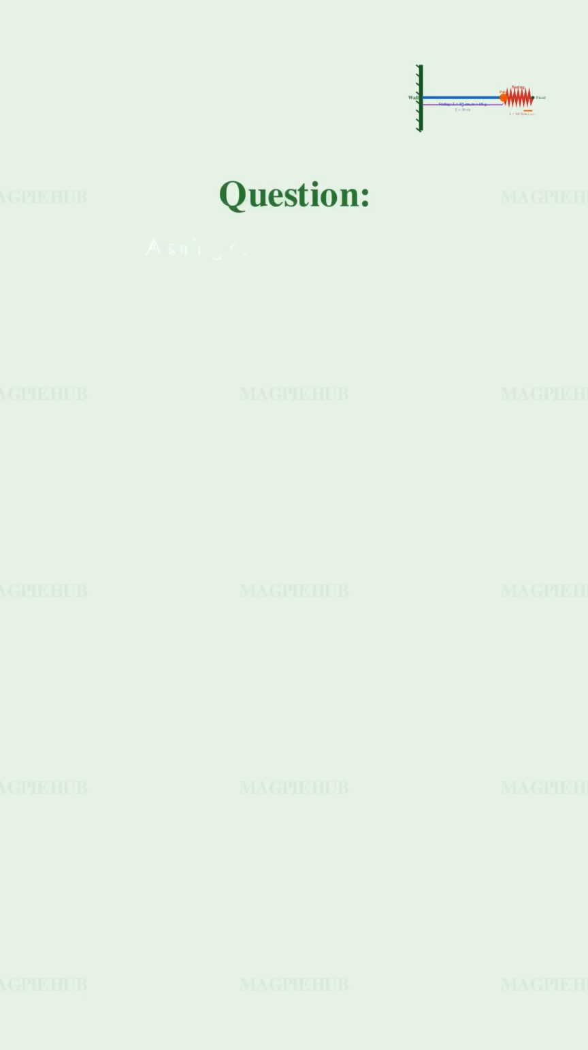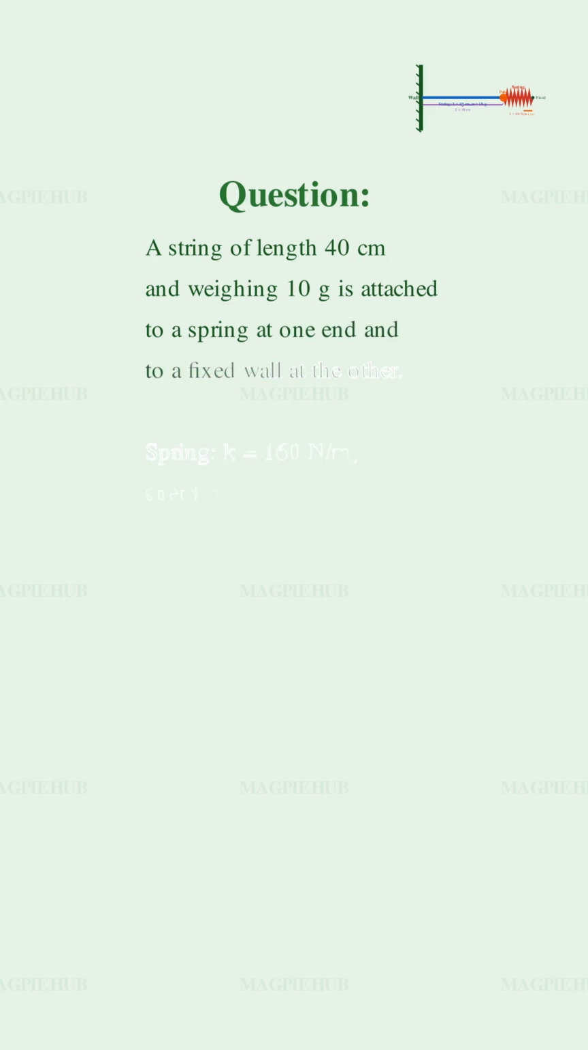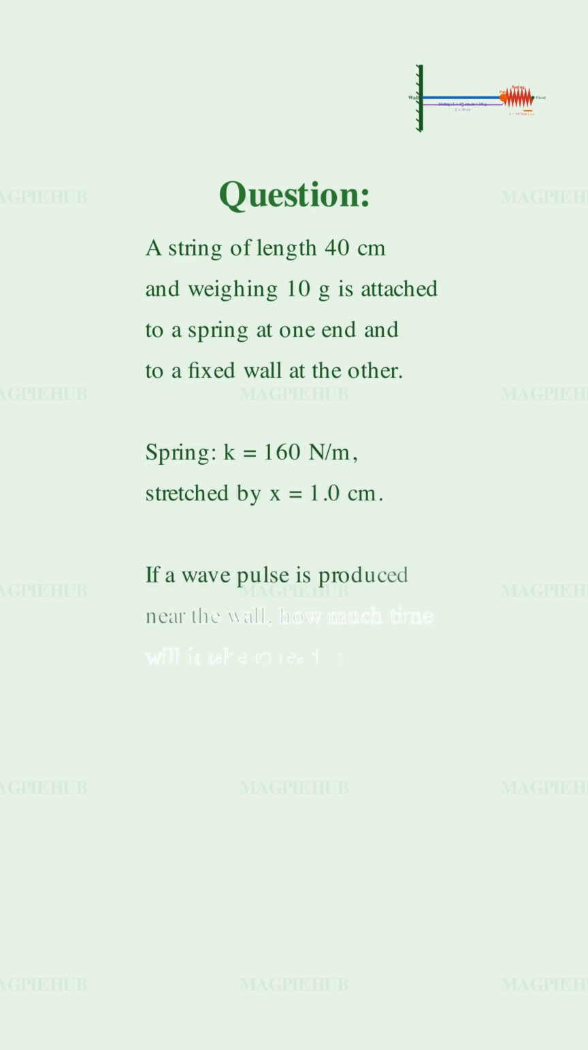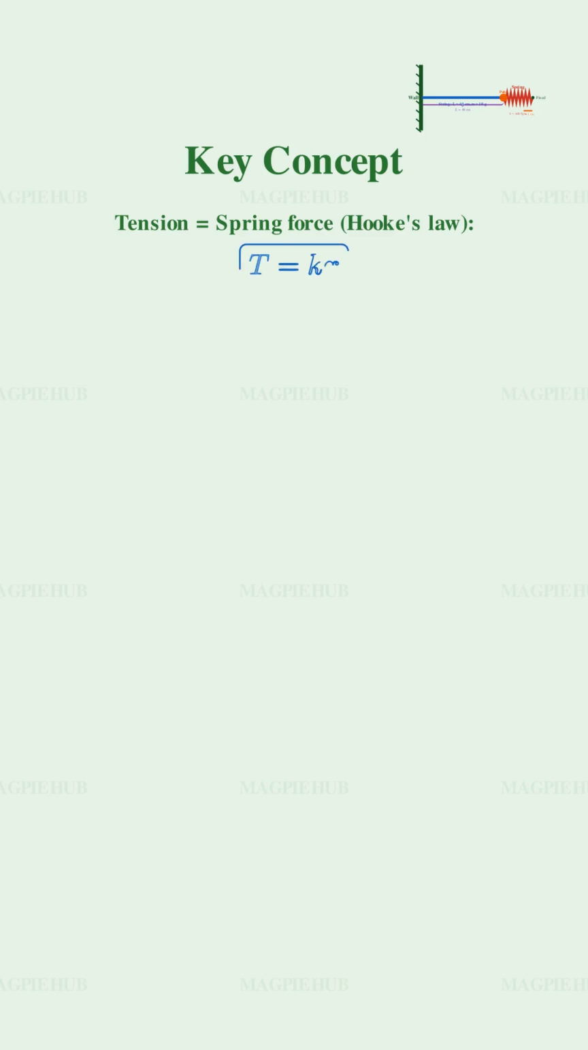Here is the full question. A string of length 40 centimeters and weighing 10 grams is attached to a spring at one end and to a fixed wall at the other end. The spring has a spring constant of 160 newtons per meter and is stretched by 1.0 centimeter. If a wave pulse is produced on the string near the wall, how much time will it take to reach the spring? The key concepts here.